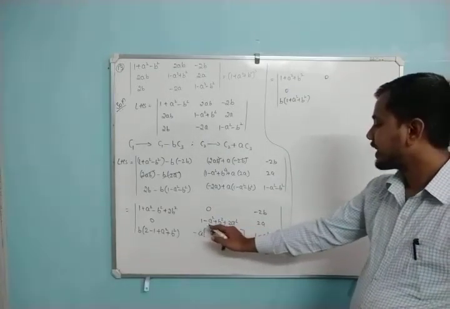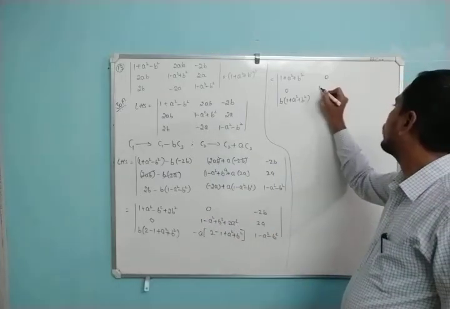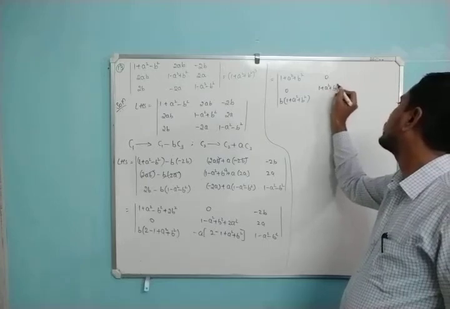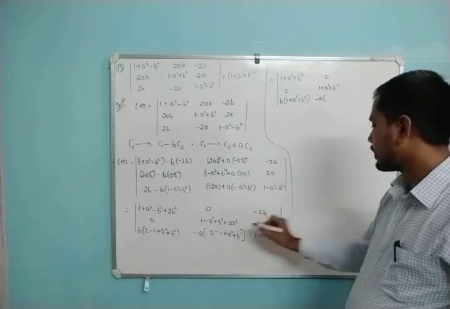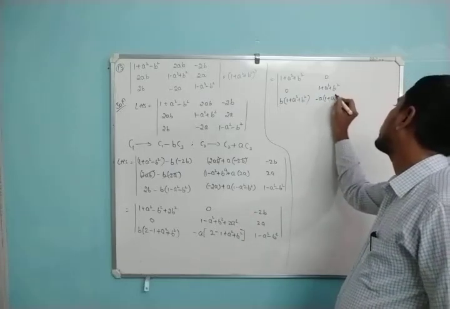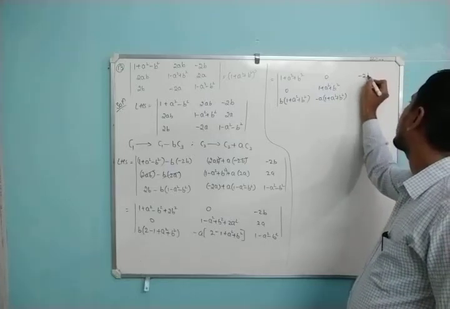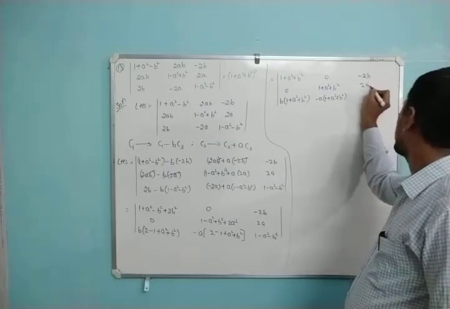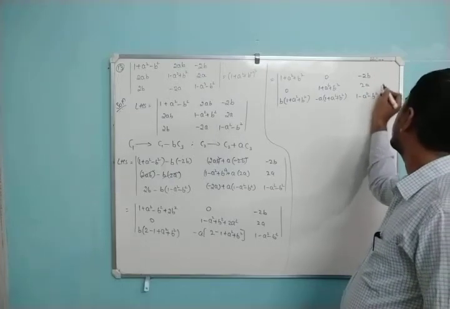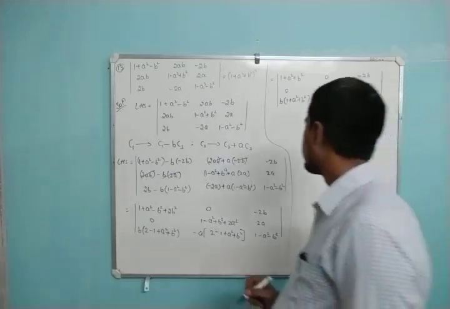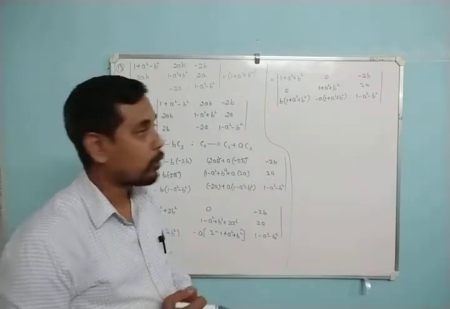Once again, minus a square plus 2a square will be plus a square. So this will be 1 plus a square plus b square, and minus a common. So what will be this one? 2 minus 1 is 1. 1 plus a square plus b square, and here minus 2b, 2a, and 1 minus a square minus b square. Okay, fine.